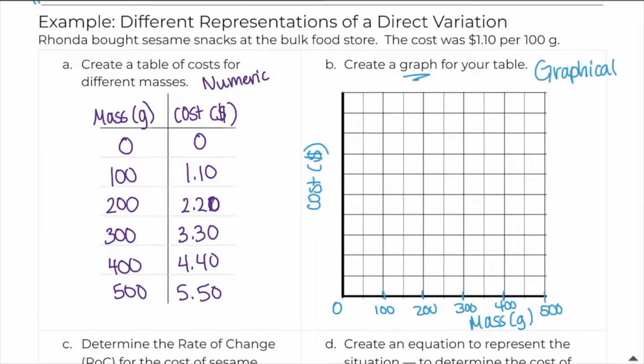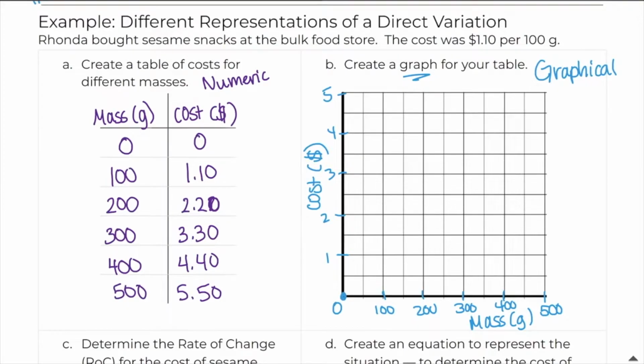And then for cost, we're going up to around $5. So I will say this is $1, $2, $3, $4, and $5. And obviously each one in between is going to be 50 cents because it's halfway between each dollar. So we know that if I buy 0 grams, I will pay $0. I'm not going to pay anything at all.